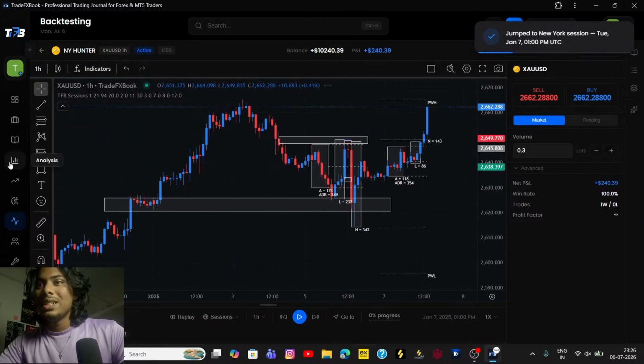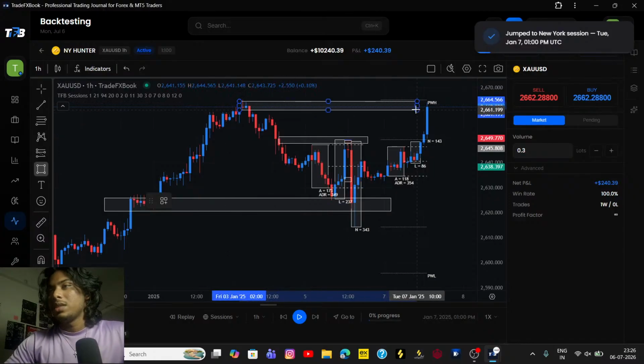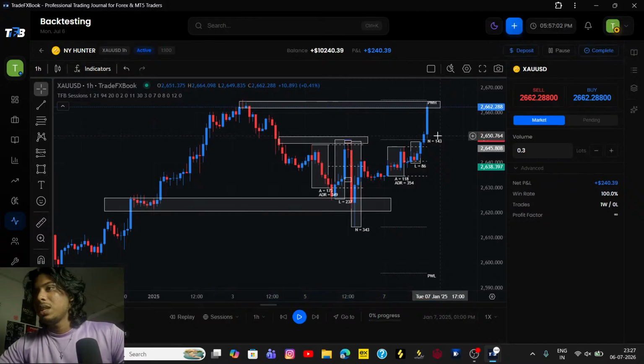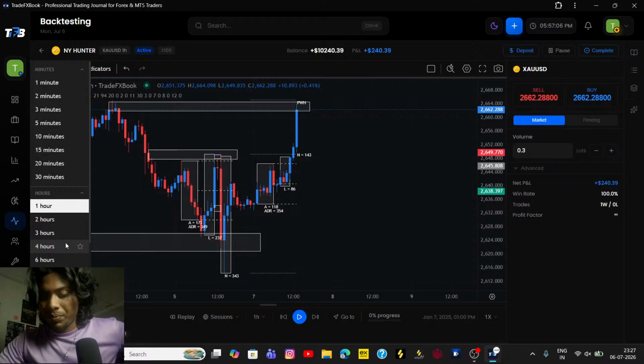Okay, I can see a great selling zone here. This is a great selling zone. Market came here to take the liquidity out, and to confirm, I'll go to the 4-hour time frame.